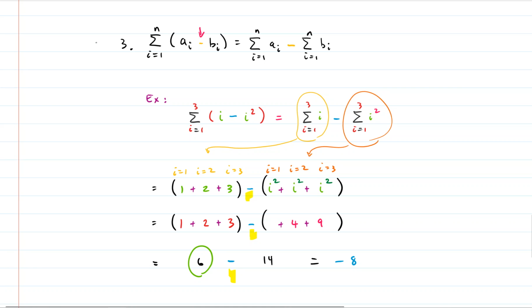And this second term, we get 1 squared, which is just 1. And we have 2 squared, which is 4, and 3 squared, which is 9. And 1 plus 4 plus 9 is, again, 14. Before we added them, now we're subtracting them. So 6 minus 14 gives us negative 8. So the sum from i equals 1, 2, 3 of i minus i squared gives me negative 8. These are 3 basic properties of summation.